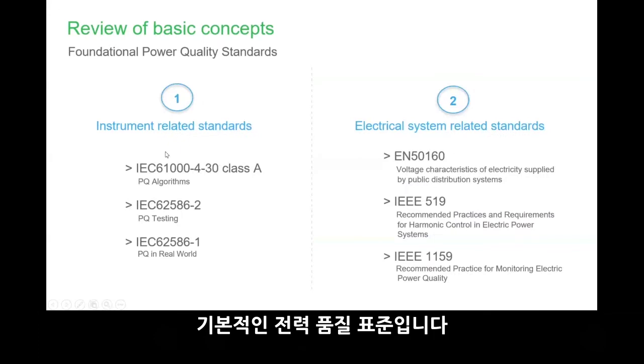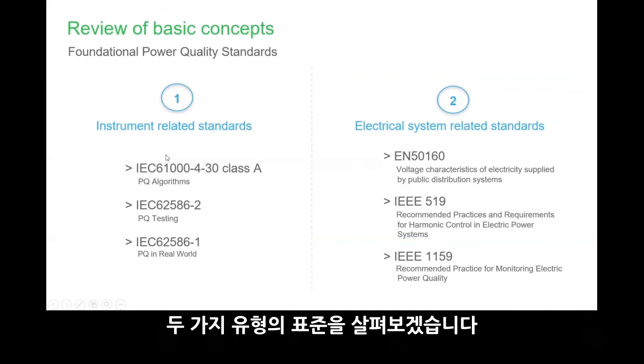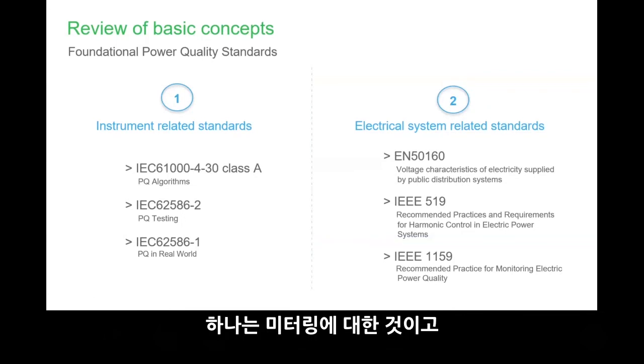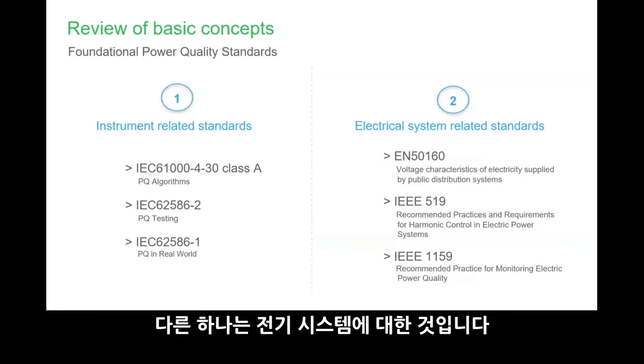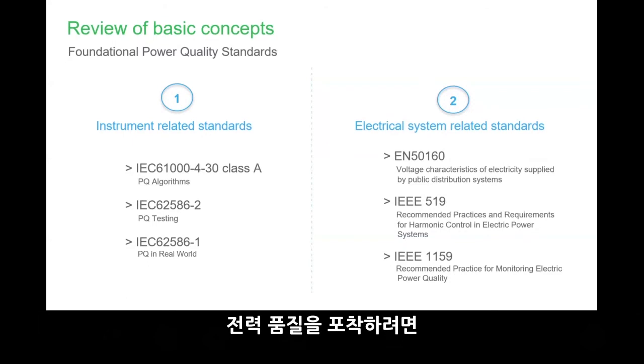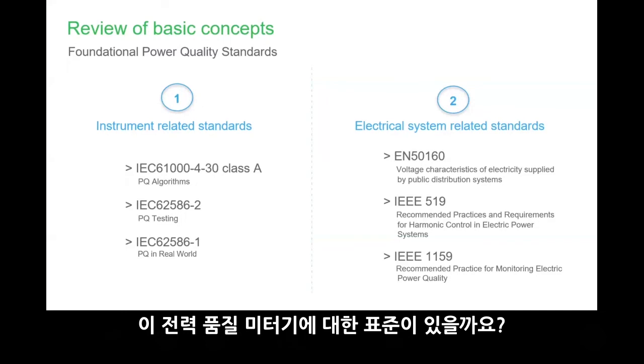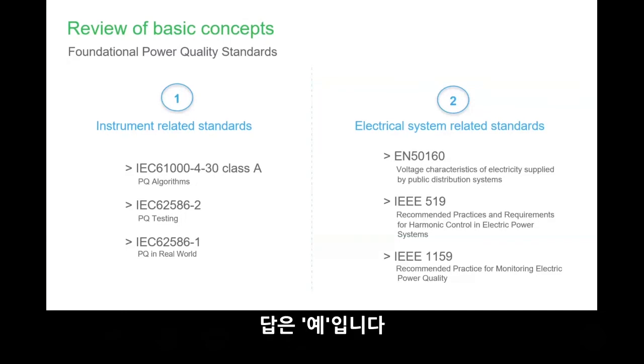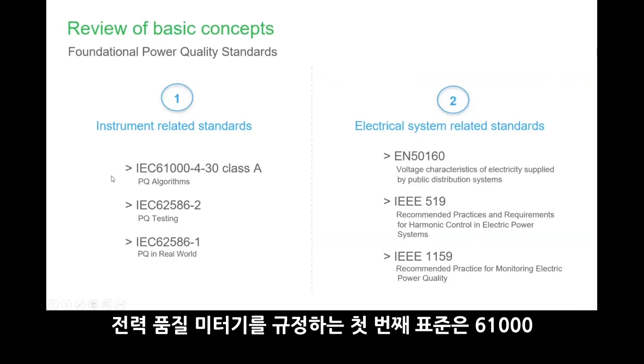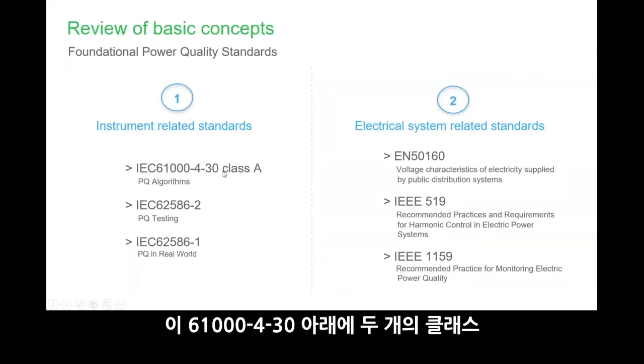All right. So basically, for the power quality standard itself, let's take a look at 2 types of standards. One of them is looking at the metering, and the other one is looking at the electrical system. Now, in order to capture the power quality, we need to have real power quality meters. Now, are there any standards that govern this power quality meter? The answer is yes. The first standard that governs the power quality meter is IEC 61000-4-30.